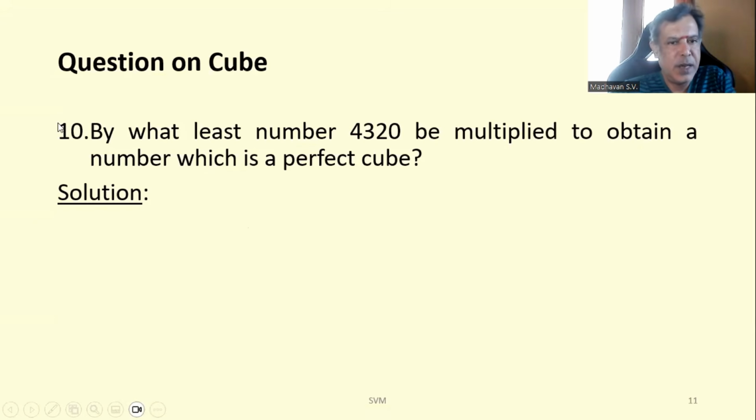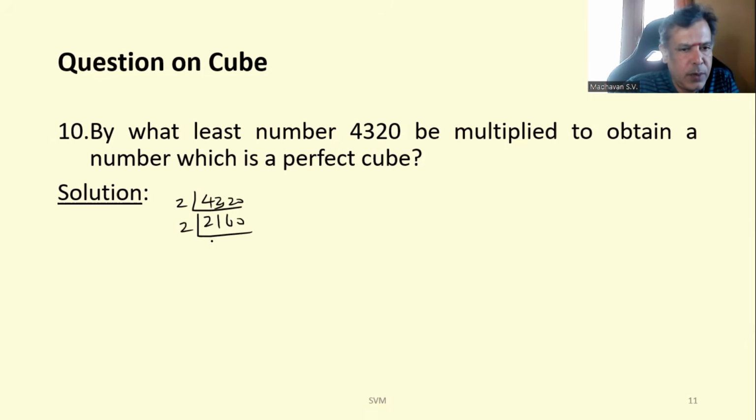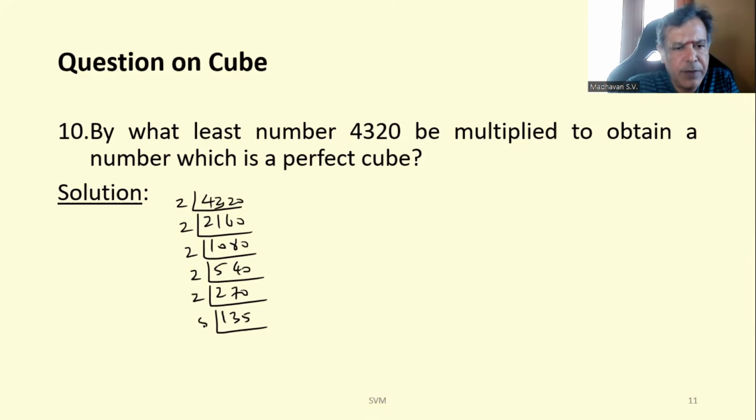By what least number should 4320 be multiplied to obtain a number which is a perfect cube? For evaluating this, we will have to factorize 4320 first. Consider 2, we get 2160. Again, considering 2, we get 1080. Again, 2, 540. Again, 2, 270. Now again 2, we get 135. We'll bring in 5.